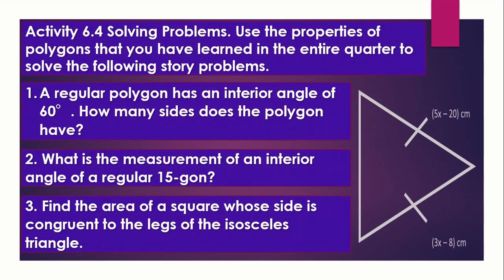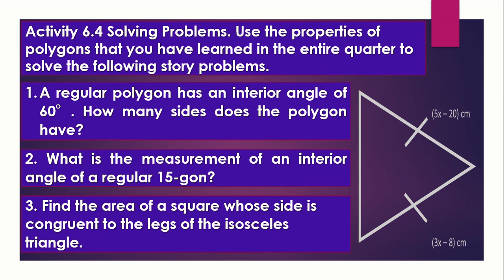This time, test your new knowledge on how to plan and use the properties of polygons to solve for its sides and angles. Here is Activity 6.4 on page 20. Activity 6.4 Solving Problems. Use the properties that you have learned in the entire quarter to solve for the following story problems. You can pause this part of the video so that you can answer 1, 2, and 3.